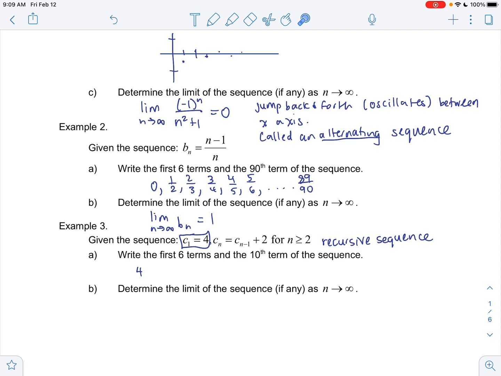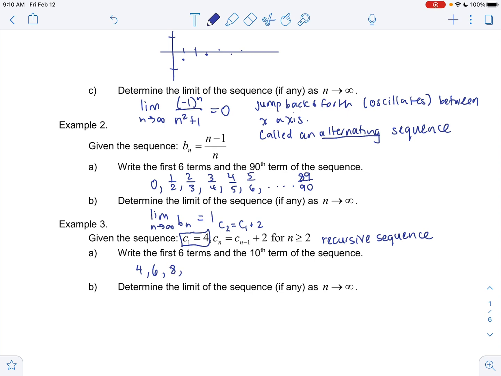After that, if I plug 2 in for n, on the right-hand side, 2 minus 1 in this spot is going to give us C sub 1 plus 2. This really says your second term is dependent on your first term, whatever it is, plus 2. So if you do a substitution, it should be 6. Since this nth term is dependent on the term before it, we can continue that pattern and continue to add to our previous term. So why don't you go ahead and fill out the first 6 terms and what you think the 10th term of the sequence is.